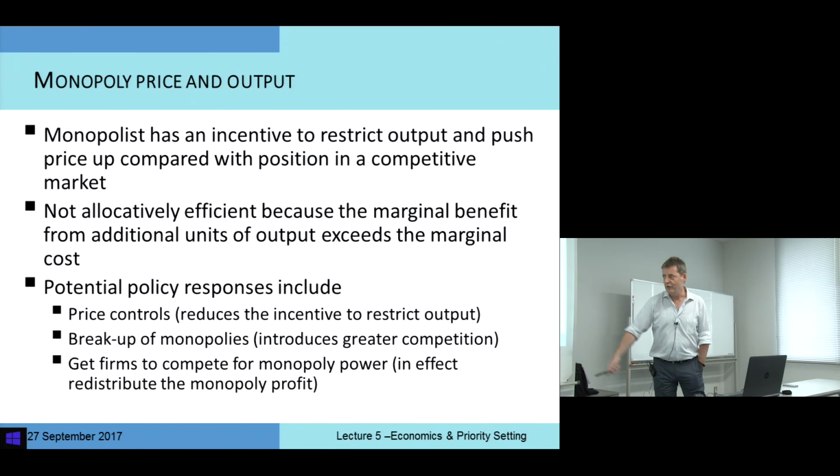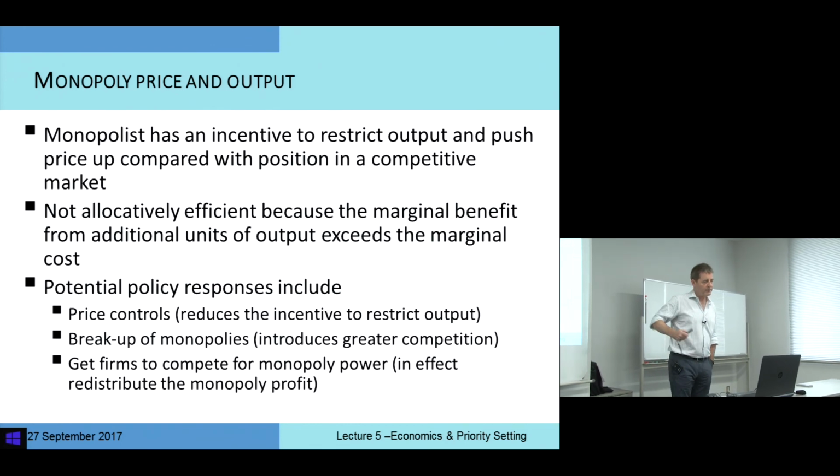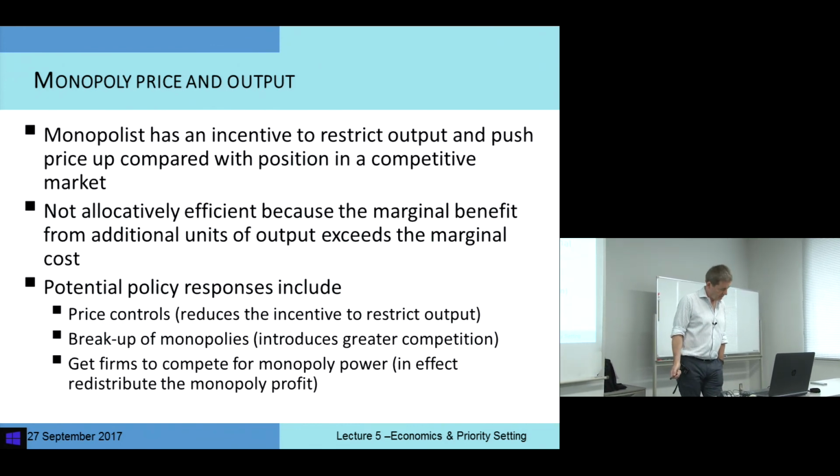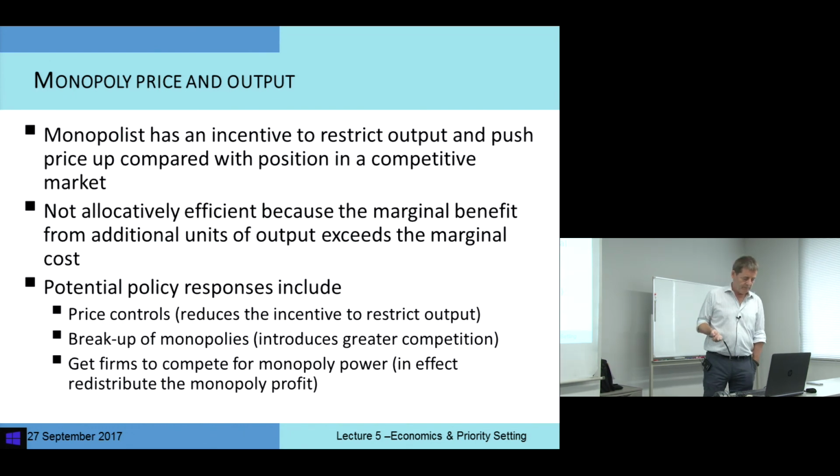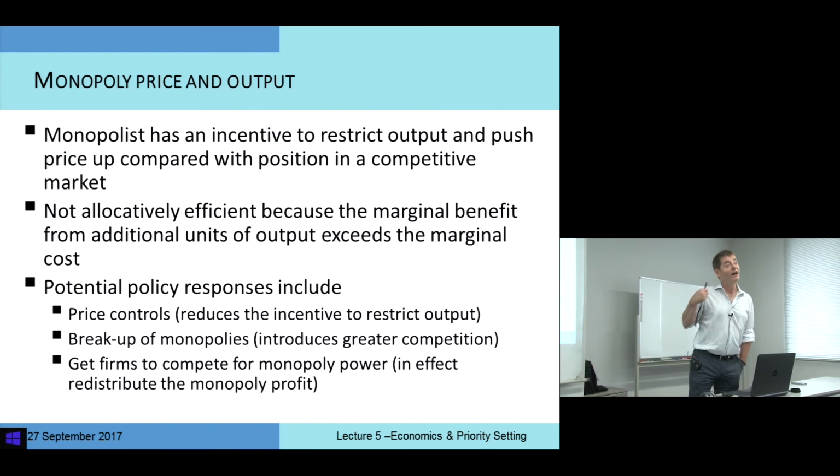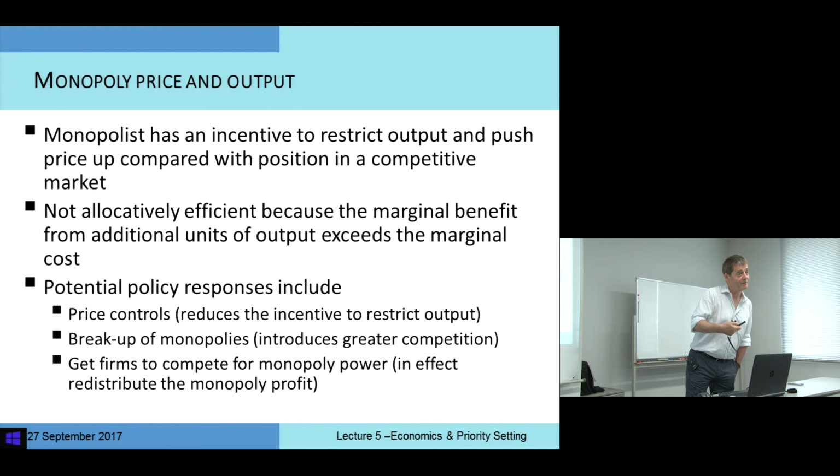There's various things we can do. Sometimes we introduce price control, sometimes we break up monopolists, sometimes we sell people the right to be a monopolist. And that's a way of trying to capture back some of the benefit.